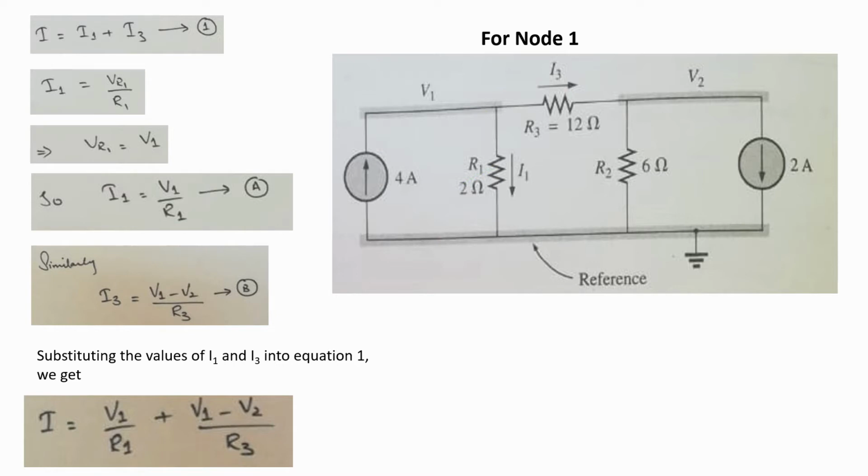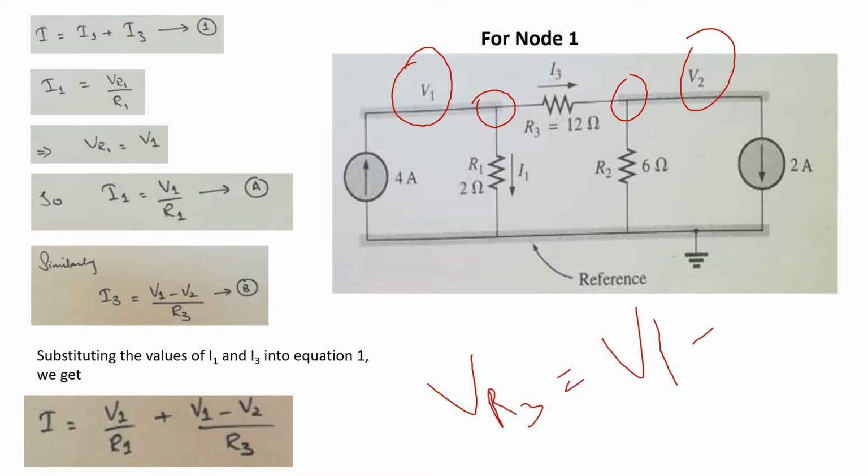Similarly, we have to find the value of I3. I3 is basically equal to the voltage across resistor 3 divided by the value of that resistor. Now you will see that on R3 there are two potentials, V1 and V2. When we are taking node 1, it means V1 is at higher potential and V2 is at lower potential. So we can write that VR3 is equal to V1 minus V2. So the current I3 is equal to V1 minus V2 divided by R3.